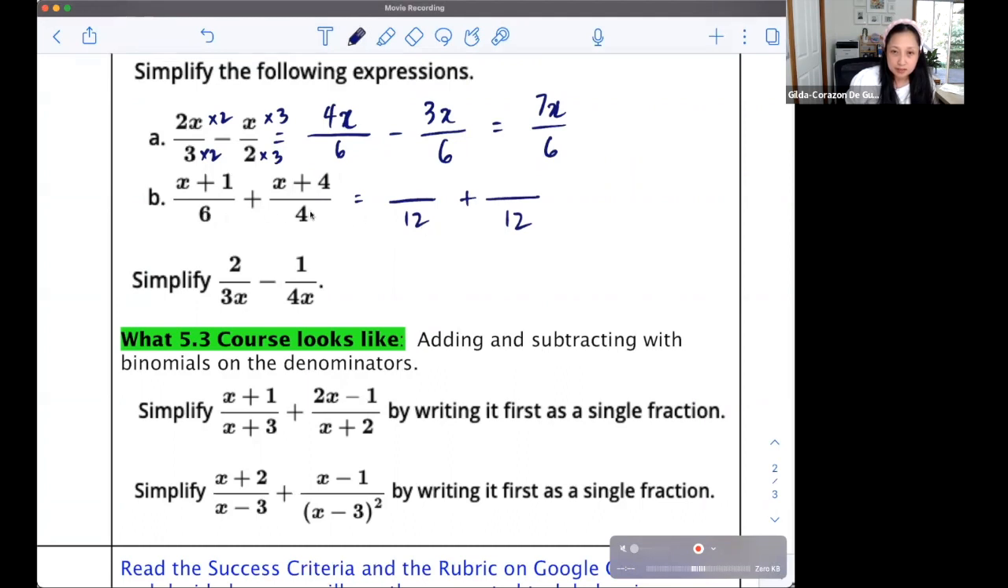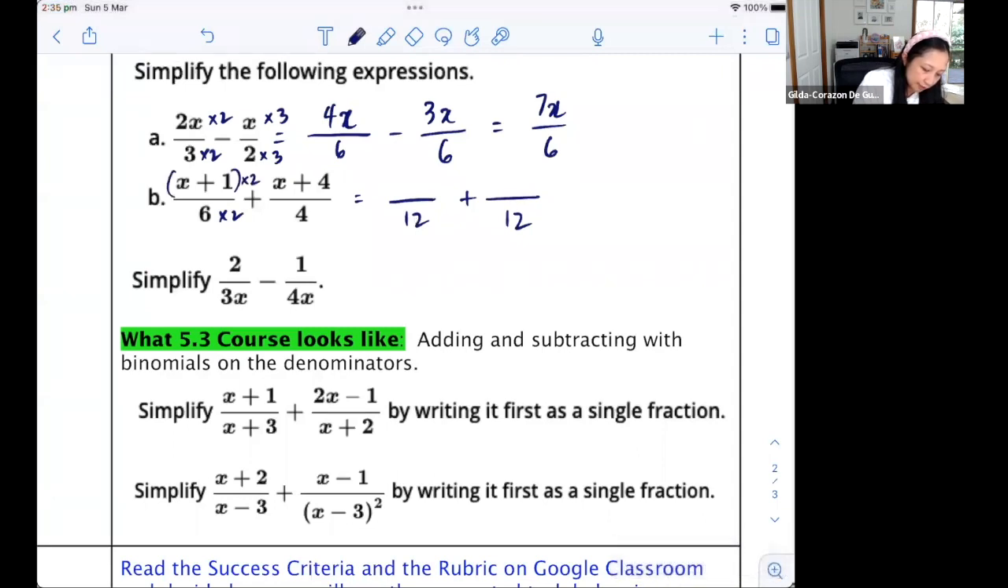What did we multiply to 6 to get 12? It's 2. And then we times this bit by 2, right? And therefore we've got 2x plus 2 using our distributive law. We multiply this by 3 because 4 times 3 gives you 12, and therefore we multiply the top by 3. That gives us 3x plus 12, right?